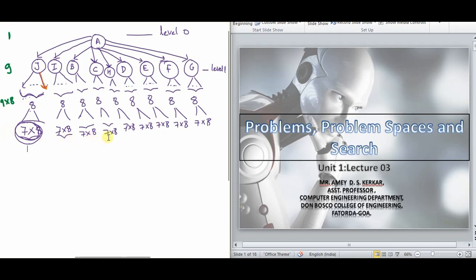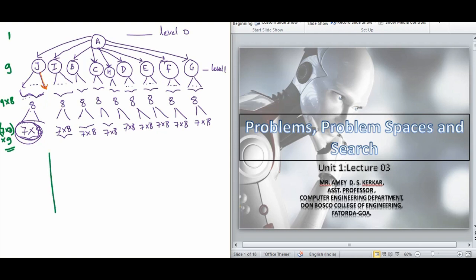1, 2, 3, 4, 5, 6, 7, 8, 9. So how many possibilities, how many nodes will be there? It will be 7 into 8, and whole into how many? 1, 2, 3, 4, 5, 6, 7, 8, 9 other possibilities. So how many nodes will be there at the next level, right?